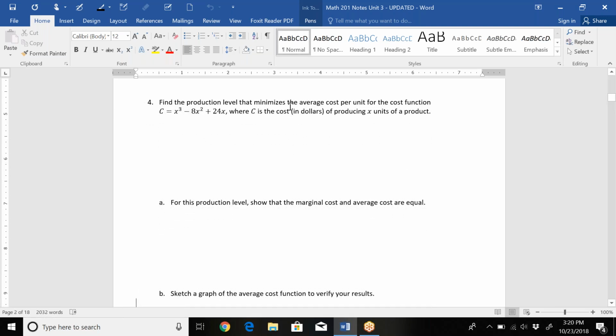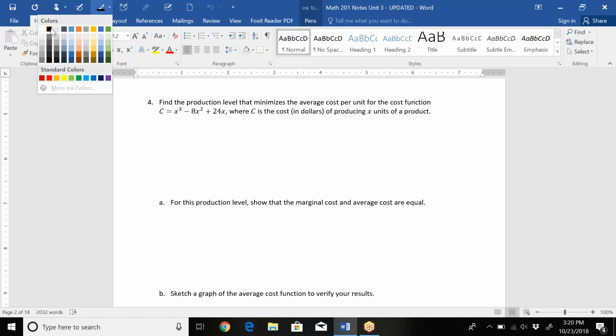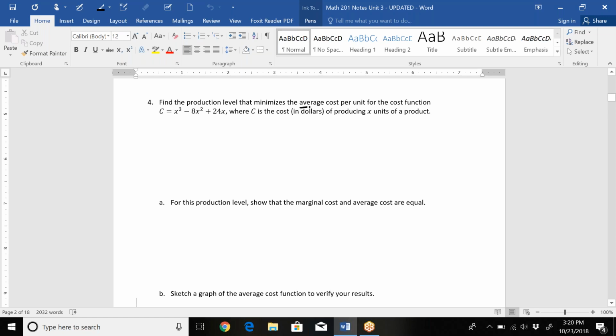It says find the production level that minimizes the average cost per unit for the cost function, and they gave us the C function here, where C is the cost in dollars of producing X units of a product. Our first step is to find the average cost equation, because they said we're minimizing that. Remember, that's when you take your C and divide everything by X to make it C bar. So that makes this X squared minus 8X plus 24.